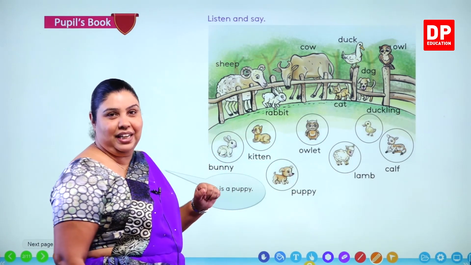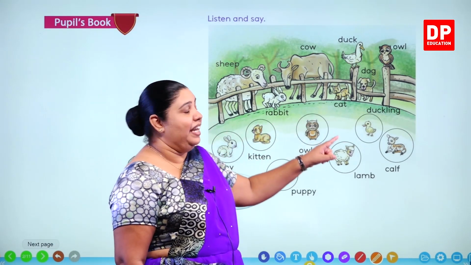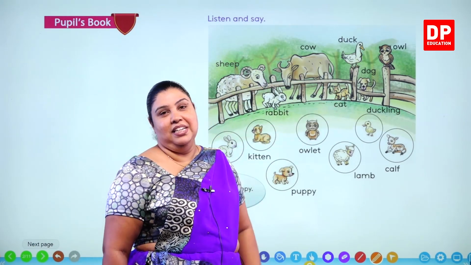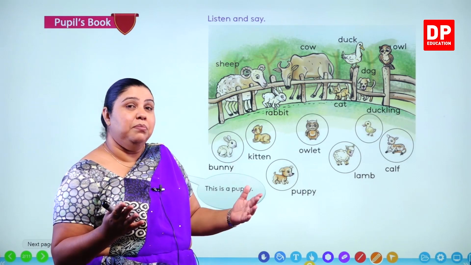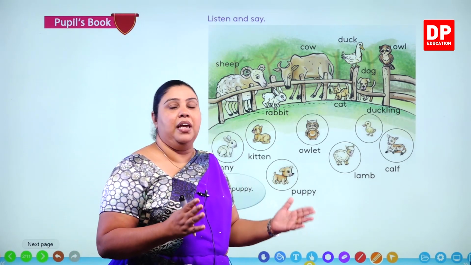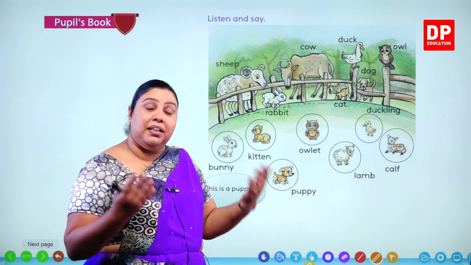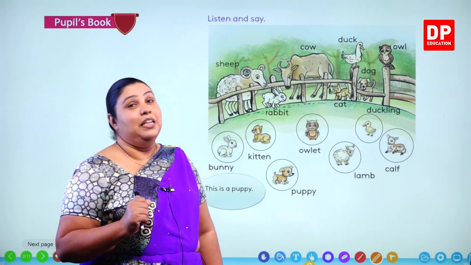I hope you can see. Inside these circles, we have the animal babies, the babies of these animals. So we are going to talk about them today. Now, sometimes we can't use the same name that we use for the bigger animal, I mean the mother animal. You can't use the same thing on the little baby.